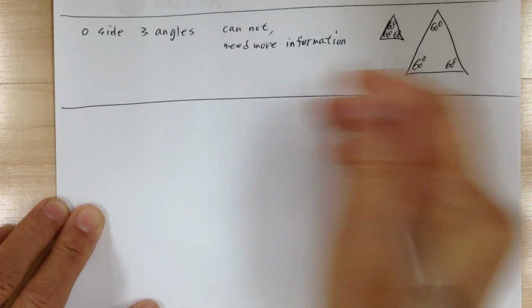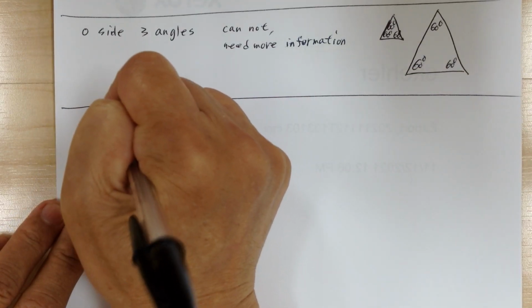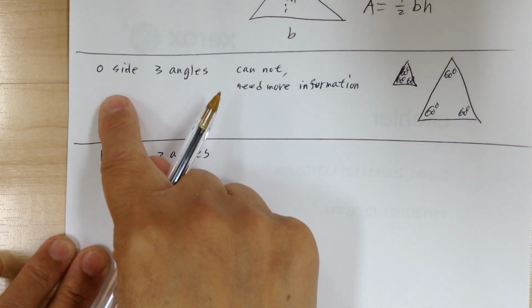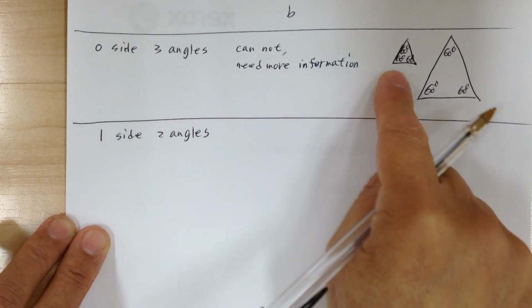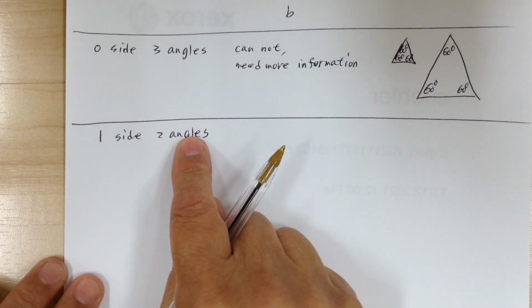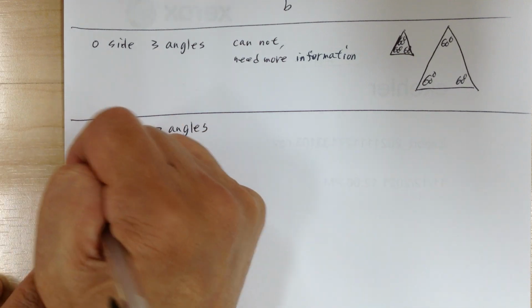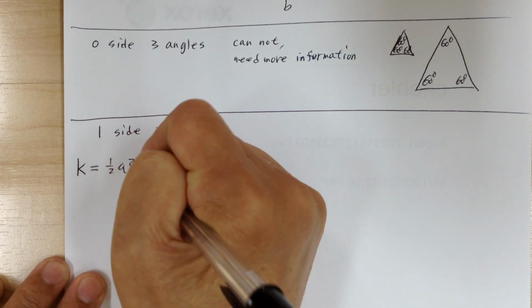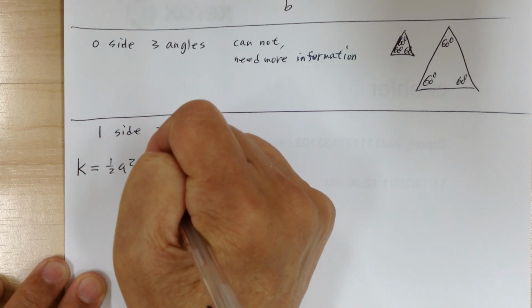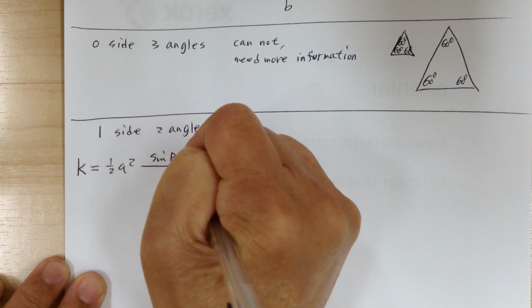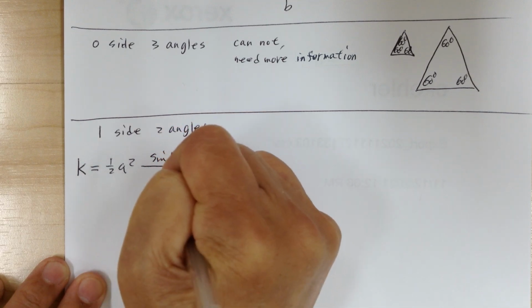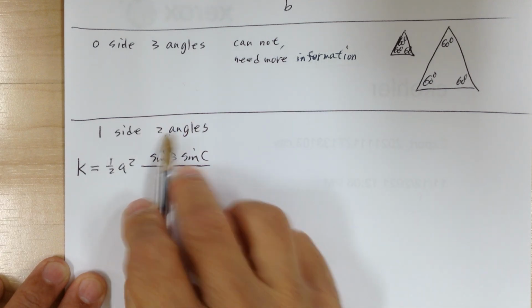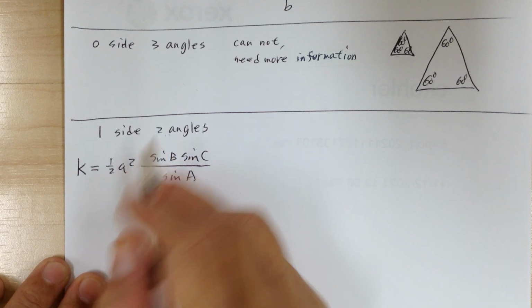Now let's consider 1 side and 2 angles. Again, 0 sides, 3 angles, cannot. For 1 side, 2 angles, this is the one in the book: K equals 1/2 a squared times sine B sine C over sine A. See, when you have 2 angles, you can find the third one, and so you get 3 angles and one side.